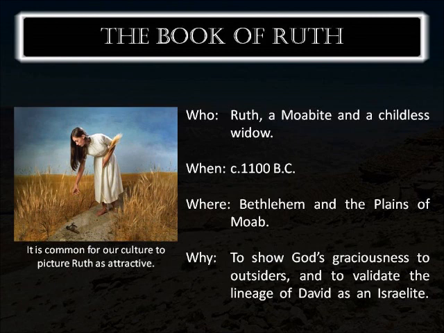And so, who are we looking at? Specifically, we're looking at Ruth, who's the Moabitess, meaning a female Moabite, but also someone who is a childless widow, and specifically the widow of an Israelite man who was living in Moab when they got married. When did this happen? It happened around 1100 BC.